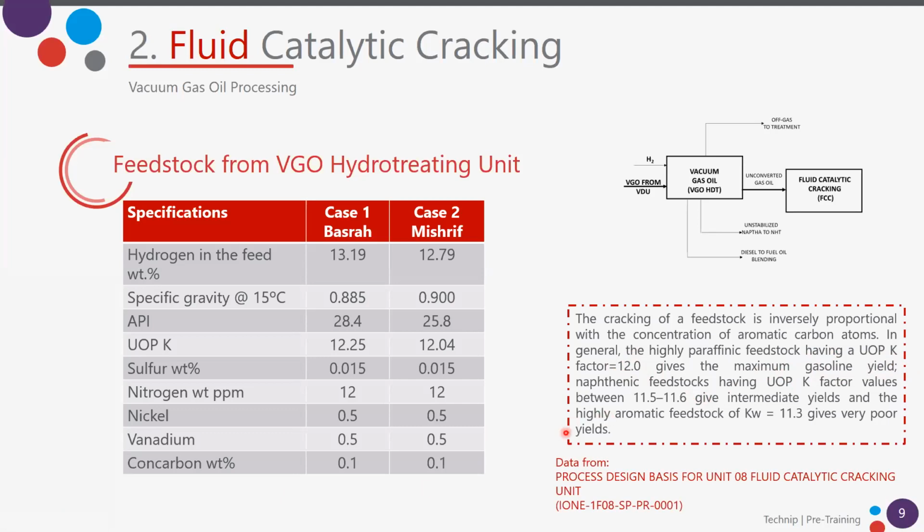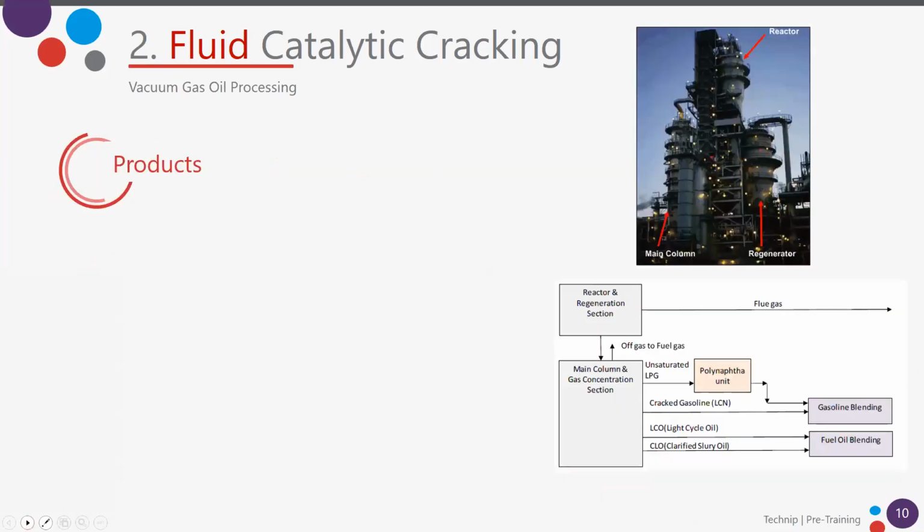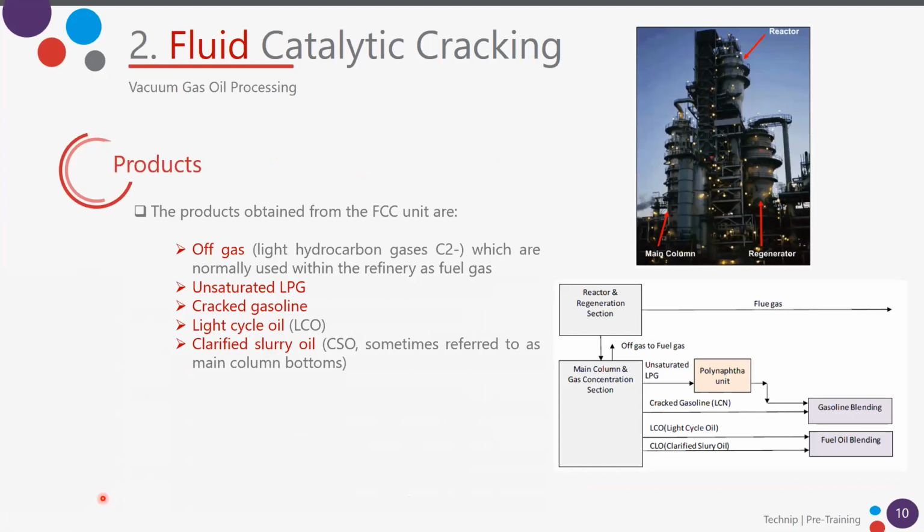Remember that all this data, you will find it in the process design basis. In this case, the FCC unit is the unit 8. So this is the document number, okay? For this process design basis for the unit 8. We'll have different products in the FCC. We will see the product that we will obtain.